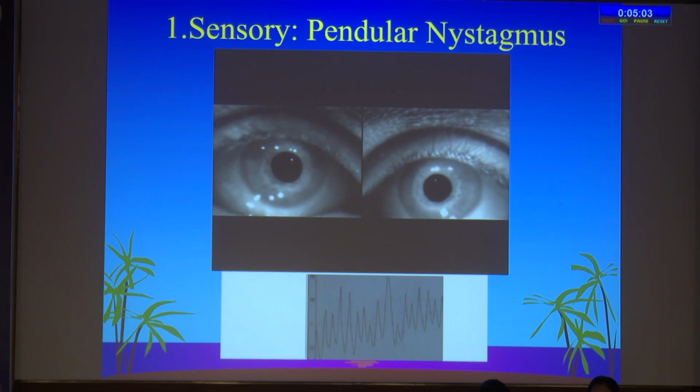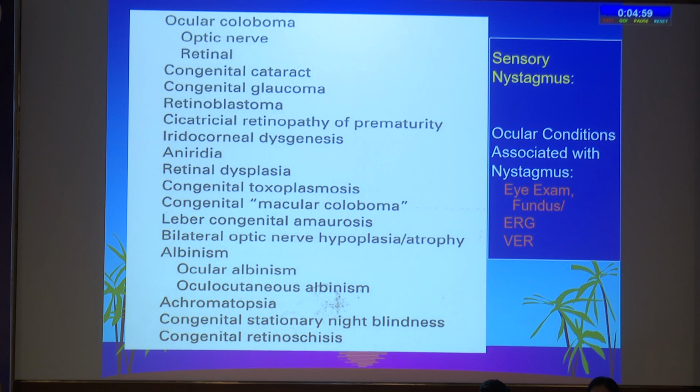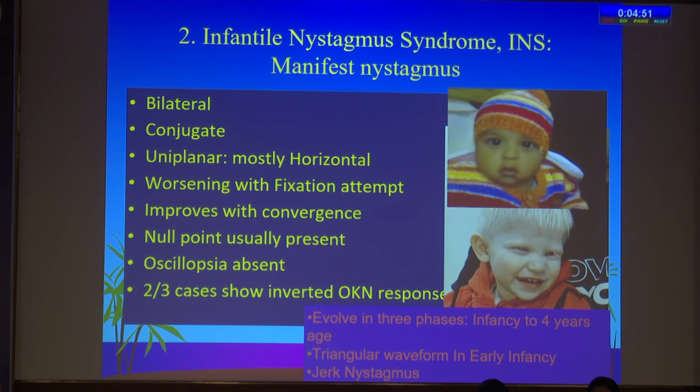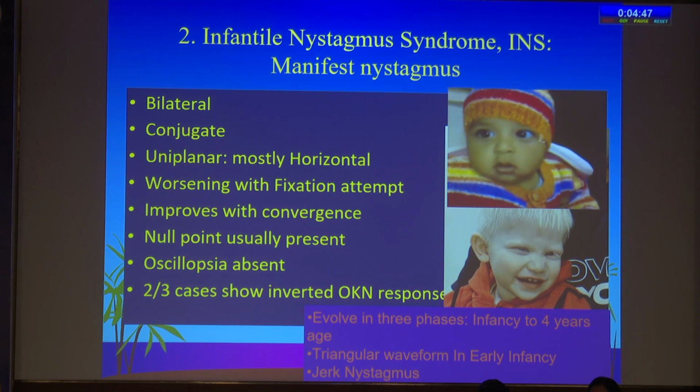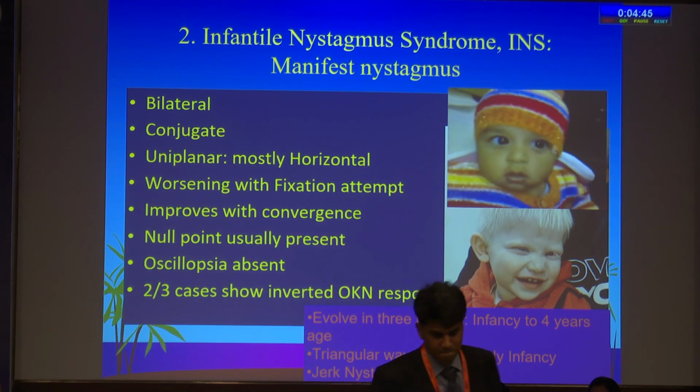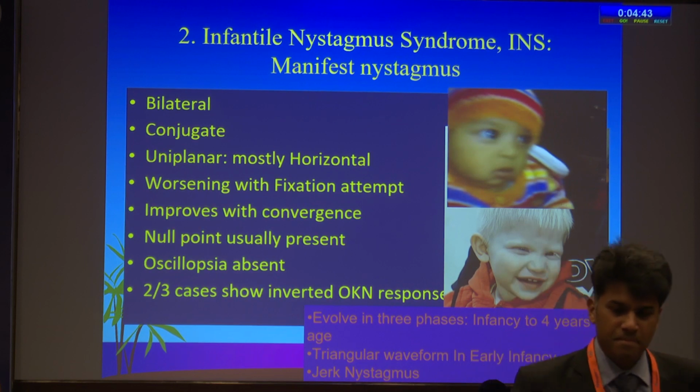So the first one is sensory, in which there is a pendular nystagmus. Here we should suspect ocular problems, visual problems. So do a proper ocular examination of the retina, fundus, ERG, and VER. The second group, which was earlier called motor or manifest nystagmus, these are bilateral conjugate nystagmus happening in early childhood, and they have evolved in three phases.